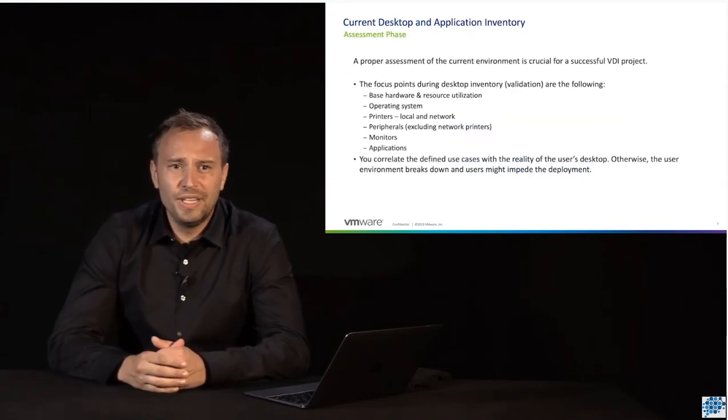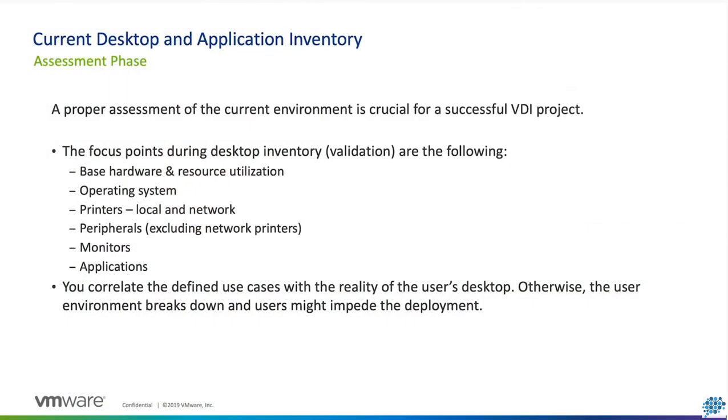So what do we need? We need the current desktop and application inventory. As we have talked about before, we need to get a proper assessment of our environment. We need to figure out what kind of hardware is used, how the resource utilization is in the current state, which operating systems we are currently using, and how the end users print. Do they use any kind of locally connected printers or do they use network printers?